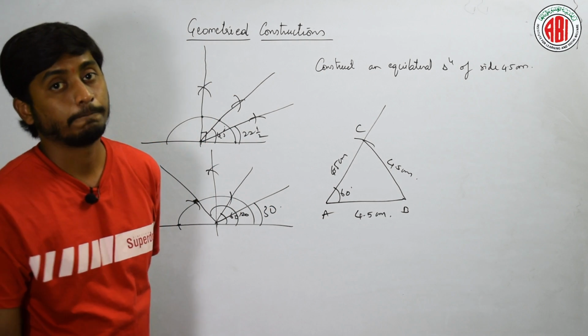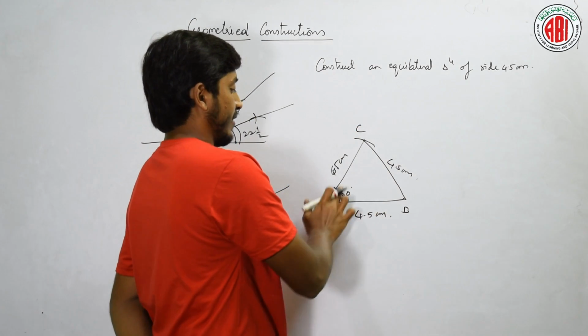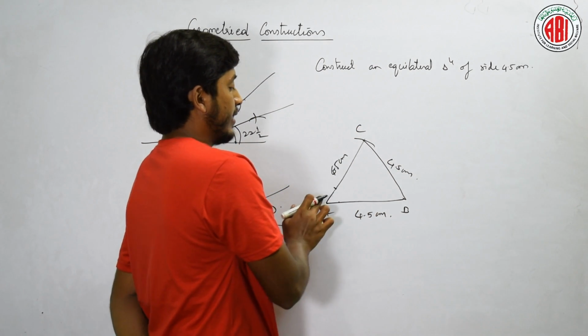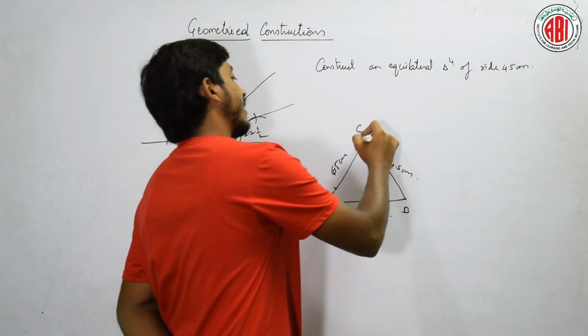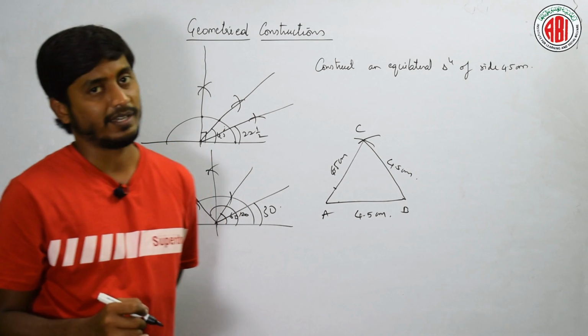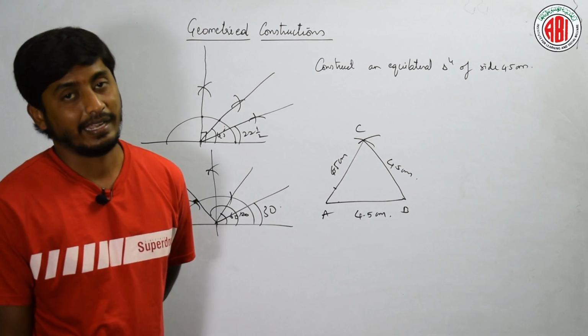Is it clear? Or else you can do one more thing. Again this first, without drawing an angle, just with this as center, draw an arc of 4.5 centimeters. Again with B as center, draw one more arc of 4.5 centimeters. Again they both join at C. That is also a triangle.